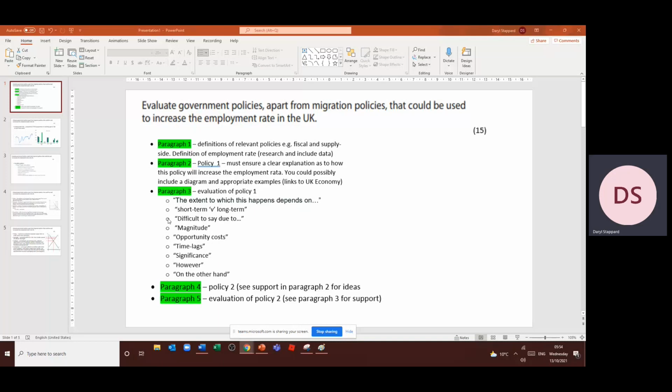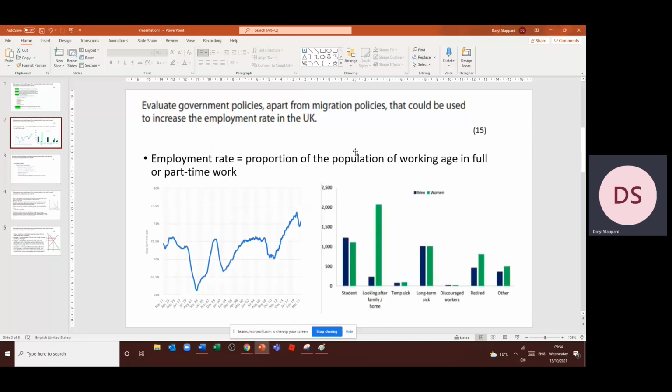So I'm going to give you roughly what my answer would look like for this question. We'd start off in paragraph 1 with a little bit of knowledge. I'm just going to get across what we mean by the employment rate. The employment rate is the proportion of the population of working age in full or part-time work. So we're not looking at how many hours people work here, or what work people do. We're simply looking at the people in the economy who are working.